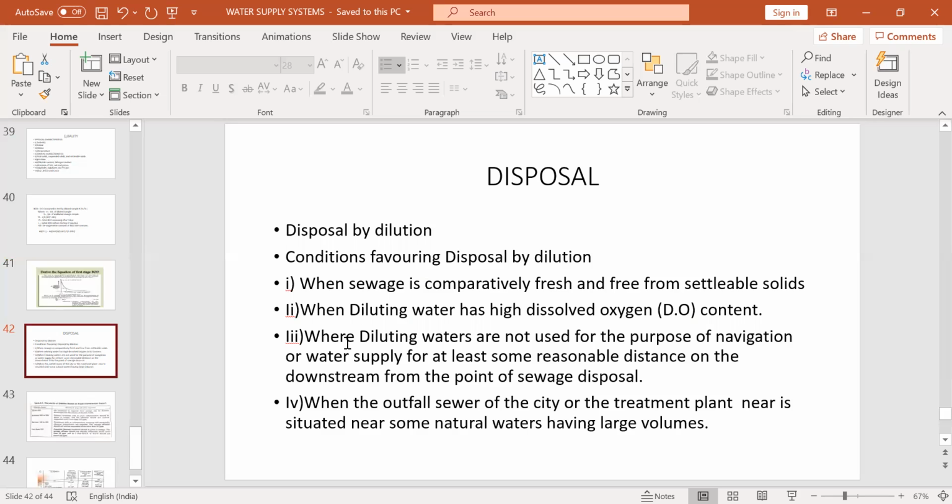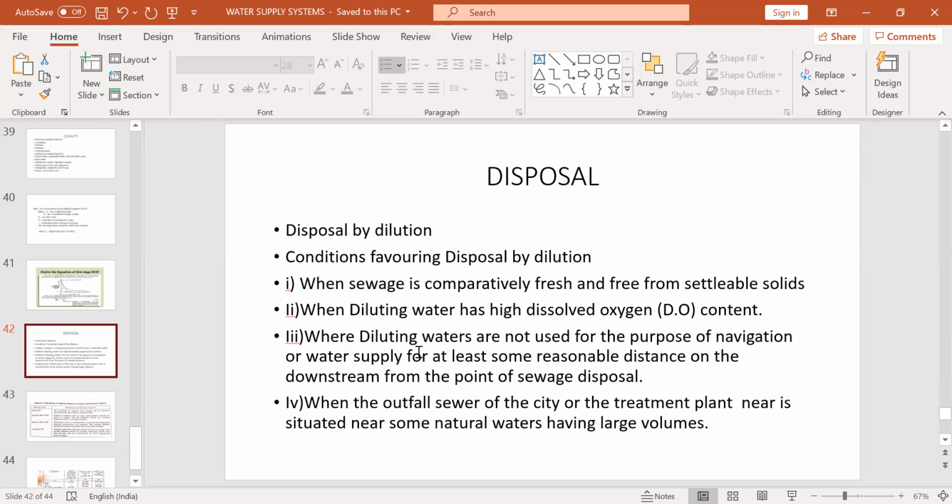And the second is when diluting water has high dissolved oxygen content. That's what I said. The first thing, if it is fresh, it will have high dissolved oxygen content. If it has a very high DO content, dissolved oxygen content, then you can directly dispose it. Okay. Third, when diluting waters are not used for the purpose of navigation or water supply.